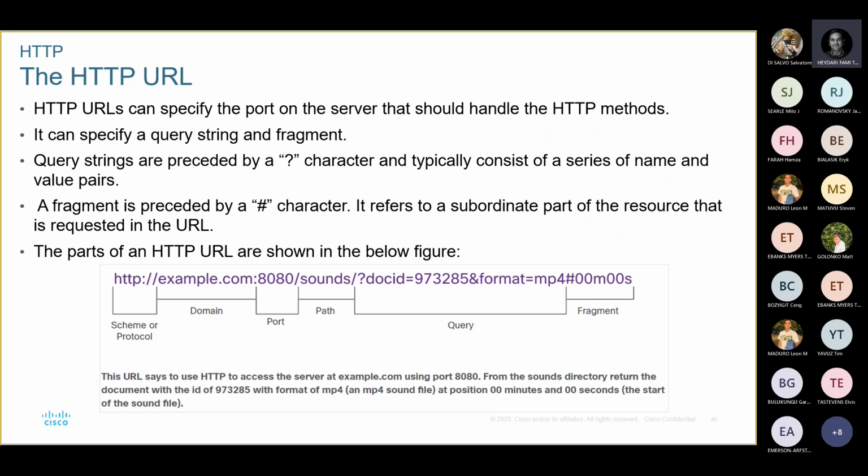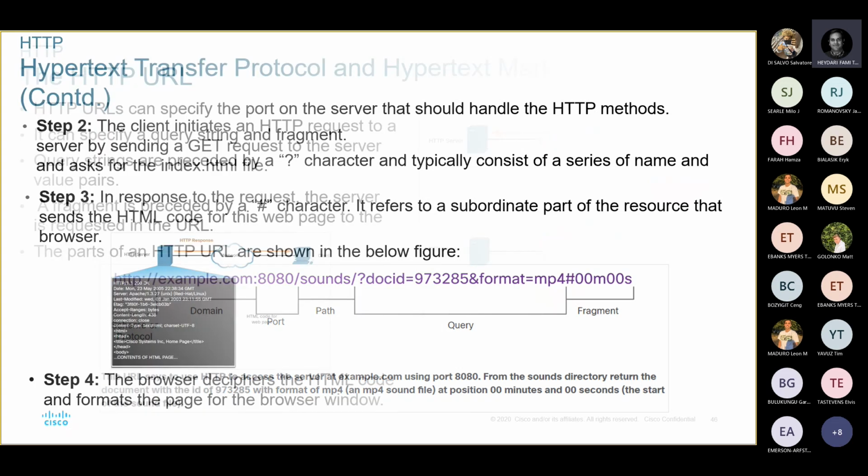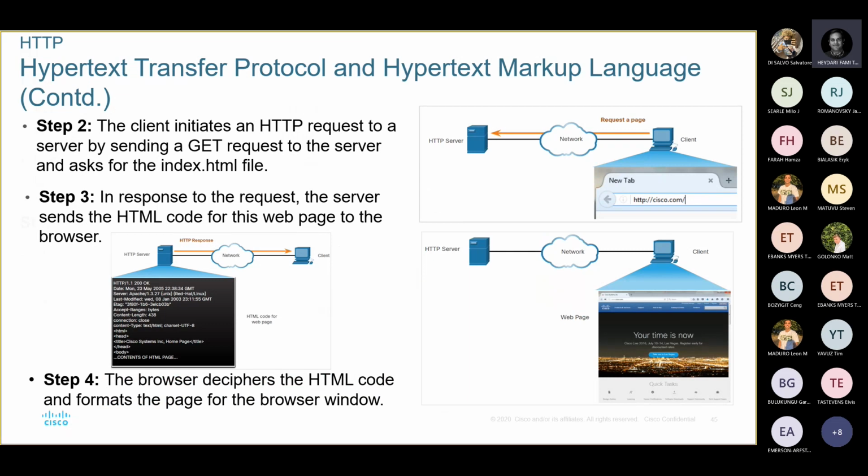Then you say another pair, so name and a value, format equal MP4. Apparently this sound file type is MP4, what we are after. And then you see the pound character. The pound character specifies the fragment within that query. That fragment can be the minute or the second of that sound file that we are requesting access to on that web server. So this is what a full URL means.